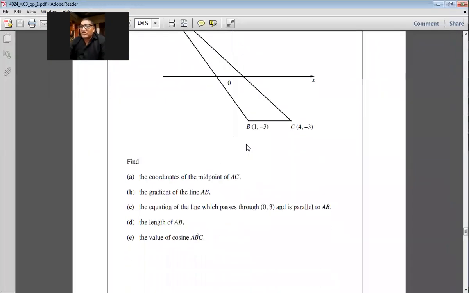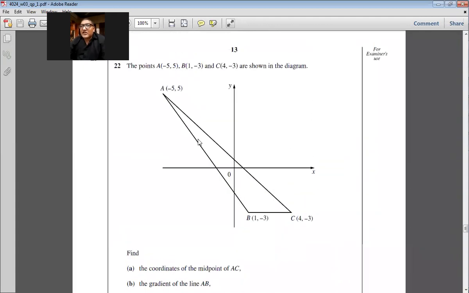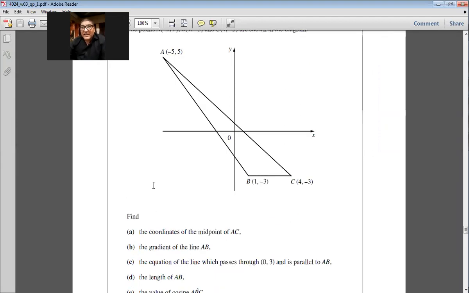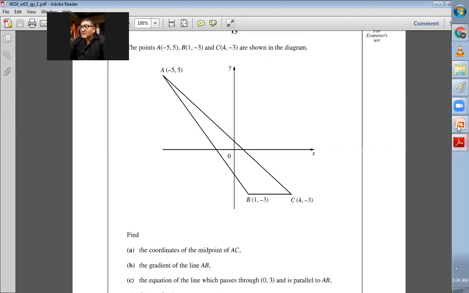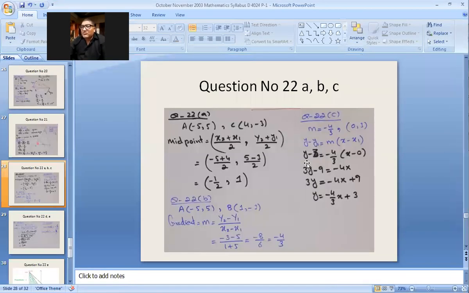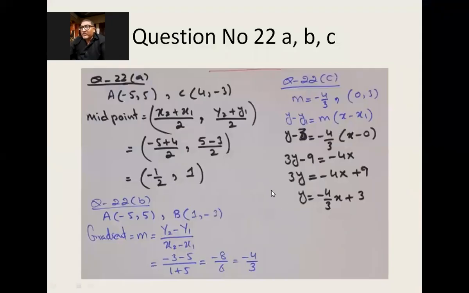Next part of this question, he asks for the gradient of the AB line. We know the coordinates of A, we know the coordinates of B, and he wants us to find out the gradient of the line AB. The formula is m equals y2 minus y1 divided by x2 minus x1. So let me show you my work where I found the gradient.